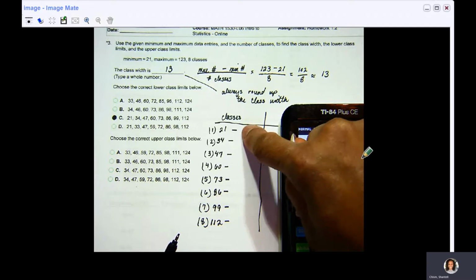Here's how you find the starting upper class limit, because you got to get the first one. You got to get the starting point.